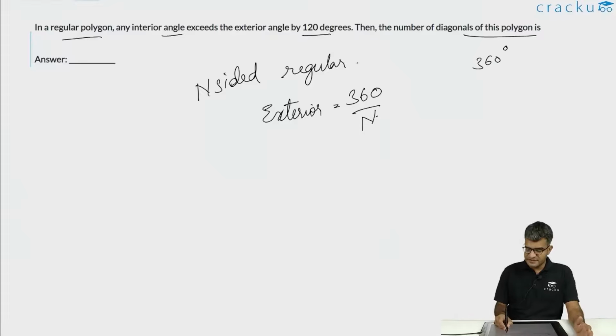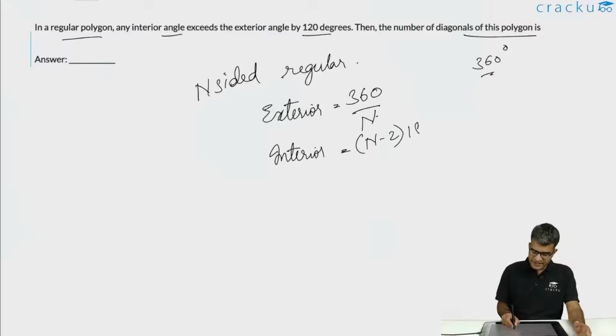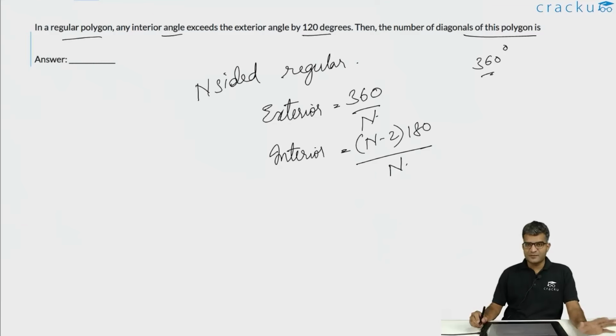And each interior angle will be equal to (n minus 2) into 180 divided by n. Because we know that in an n-sided polygon, the sum of the interior angles will be (n minus 2) into 180.